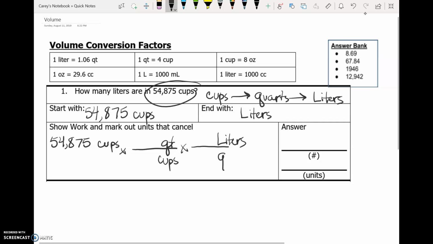Cups will cancel, quarts will cancel. You'll notice on your yellow sheet that I may have forgotten to add the path 1 quart equals 4 cups. You can go directly from cups to quarts. So 1 and 4. And then you'll have this conversion for your liters and quarts. Everything will cancel except for liters for your answer.